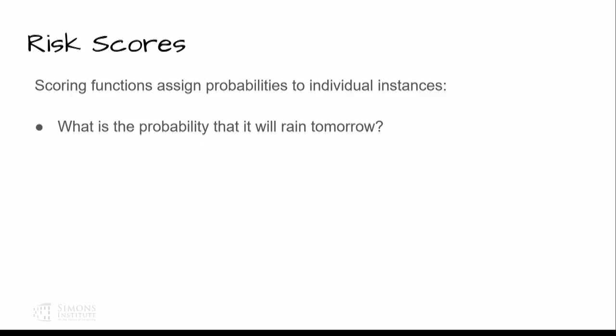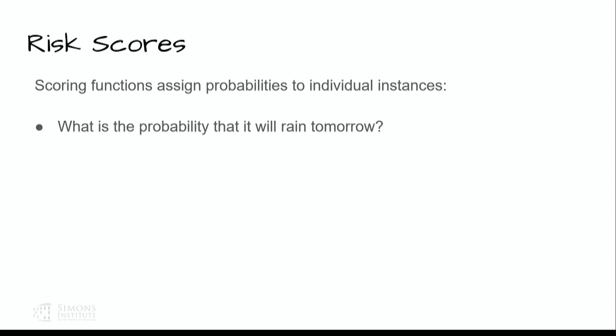Now, let's talk about risk scores. So scoring functions assign scores to people, but those scores are often interpreted as probabilities. In fact, you can rescale the scores so that individuals are always given a score between 0 and 1, and people tend to treat these as probabilities. So what's the probability that it's going to rain tomorrow? So 30% chance of rain, 18%, 20% chance of rain. You're used to seeing things like that.